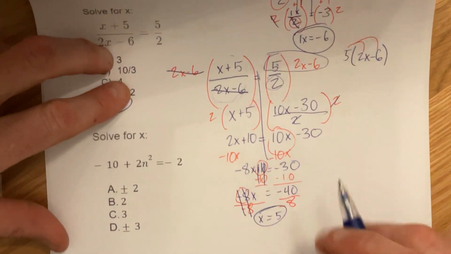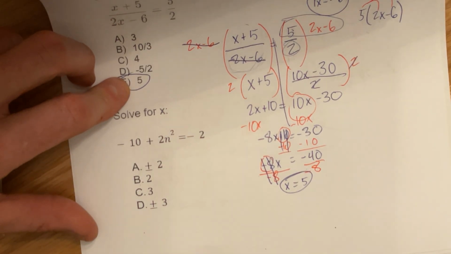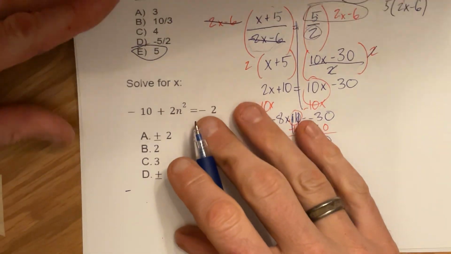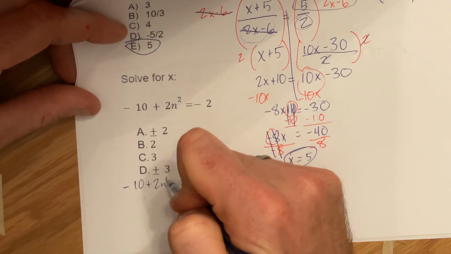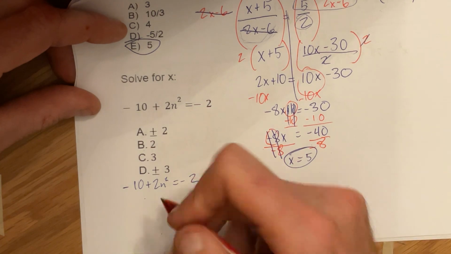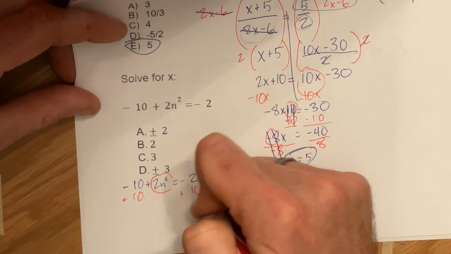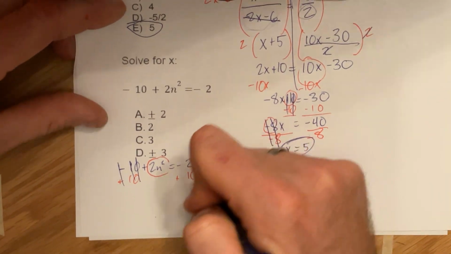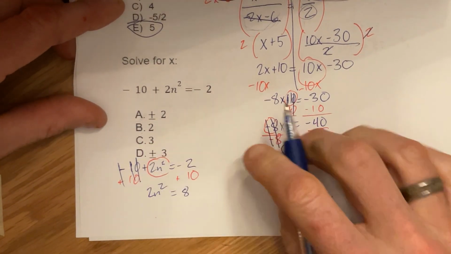Almost there, almost there. I'm going to solve this guy right down here. This is not many lines of solution. All right, so I'm going to start out by copying neatly. Negative 10 plus 2n squared equals negative 2. I need to get my variable term on its own, so I'm going to add 10. I'm going to add 10. These guys are going to cancel. That's going to leave me with 8. I've got 2n squared equals 8.